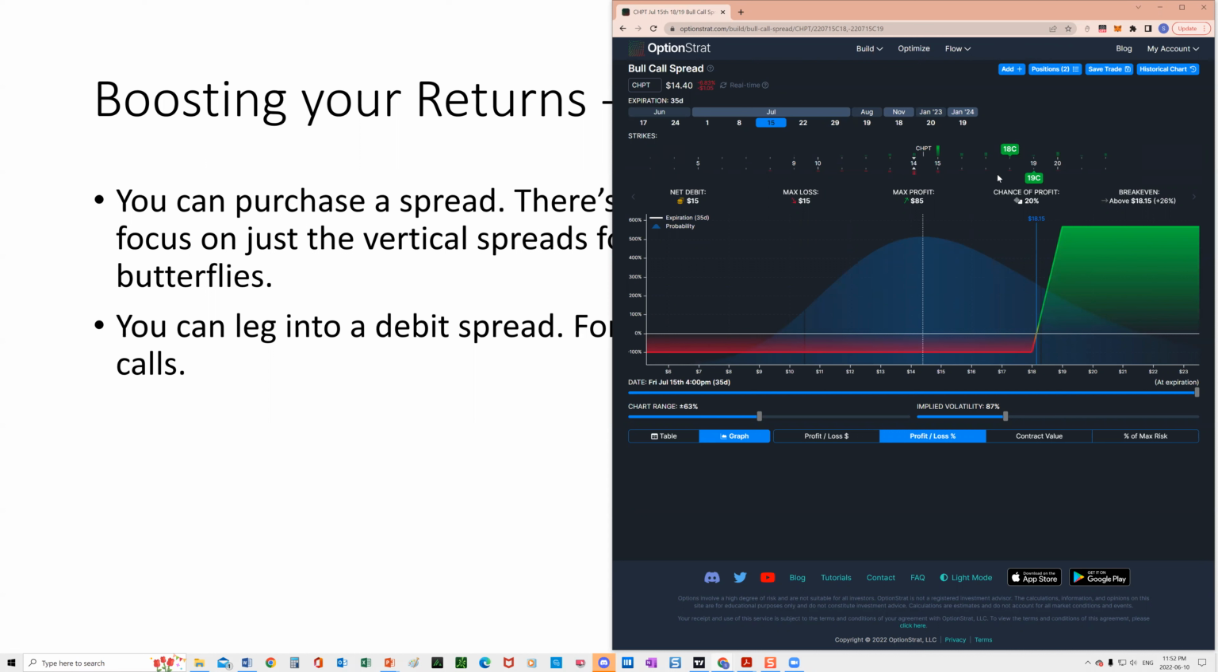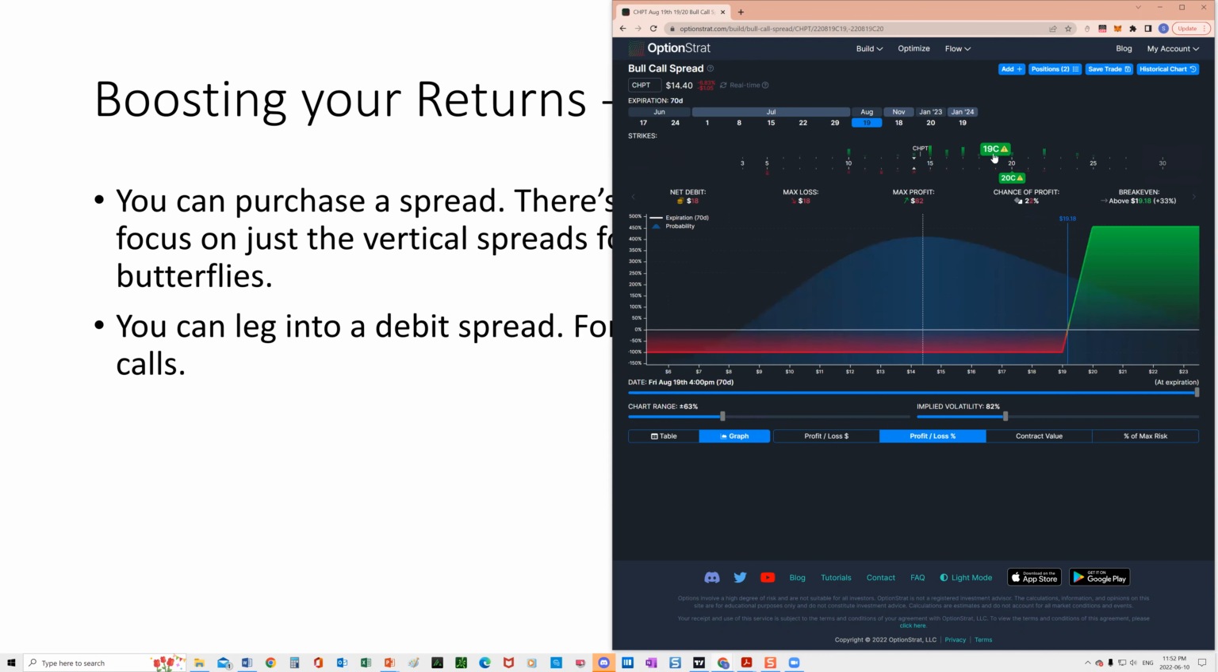So first and foremost, how do we use these strategies, okay? The further out you go, right? So if I go with something like the 19-20 for August or November, right? You can see how it ends up costing more, which means that my total profit is less, but I'm still making 300% if it does that.